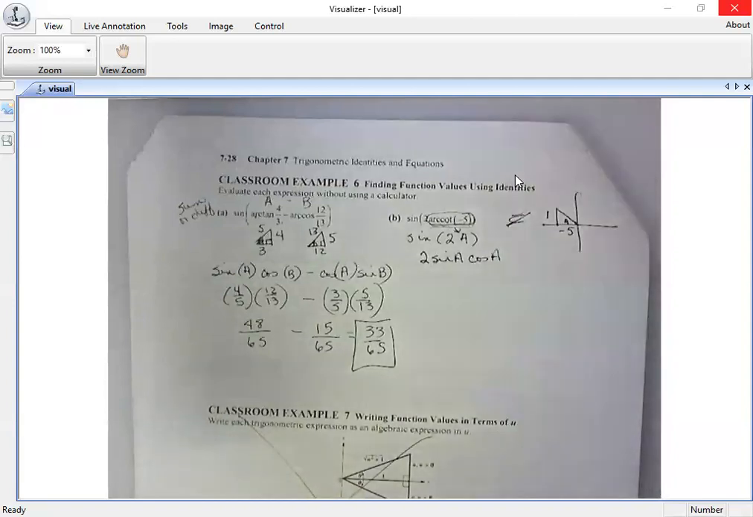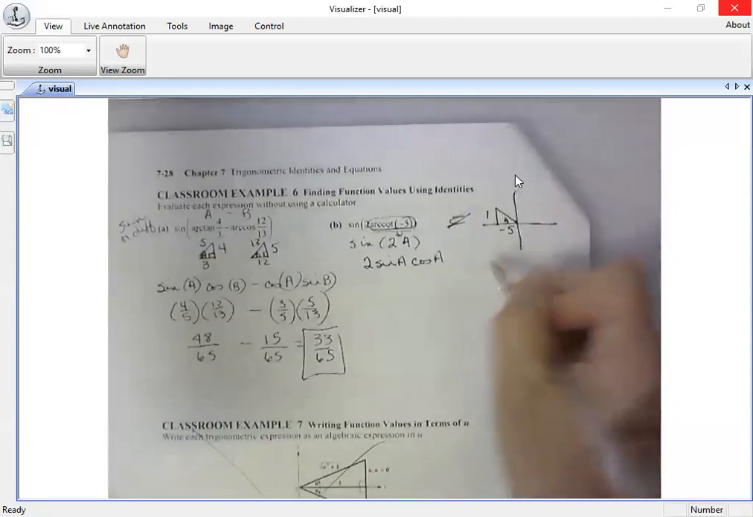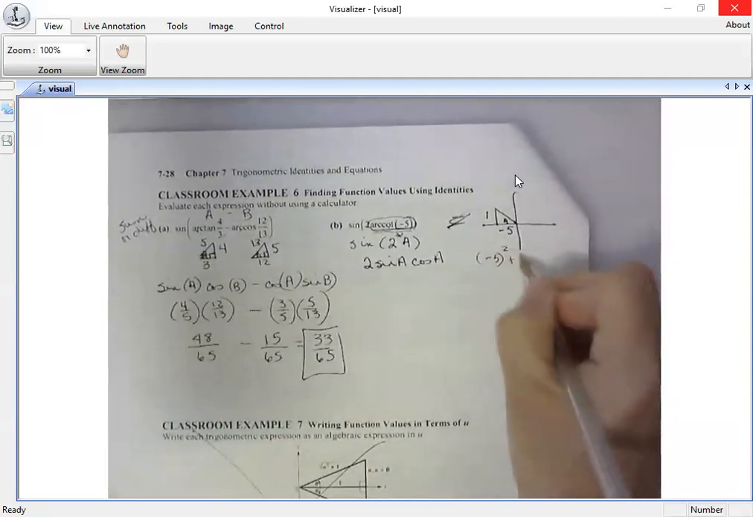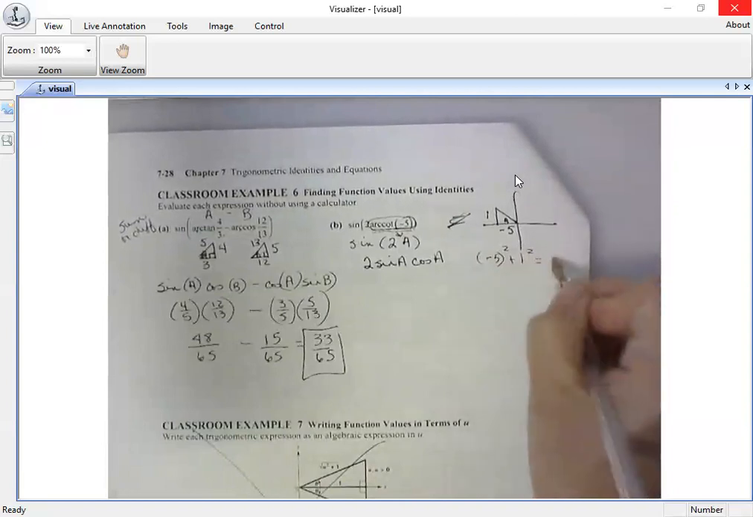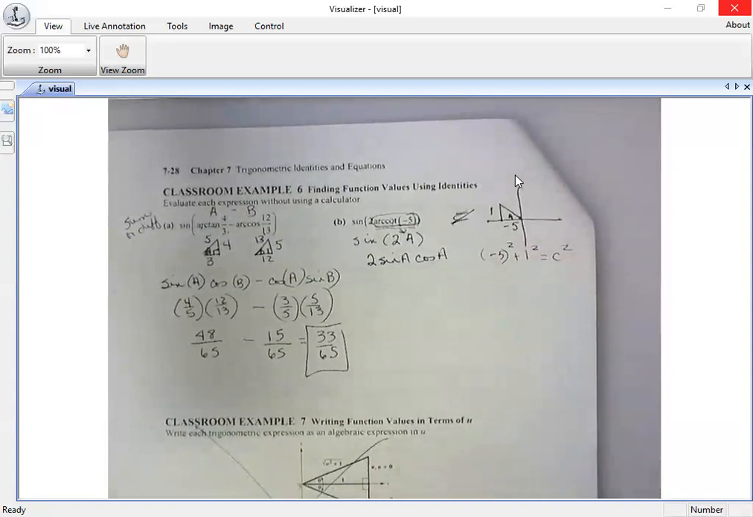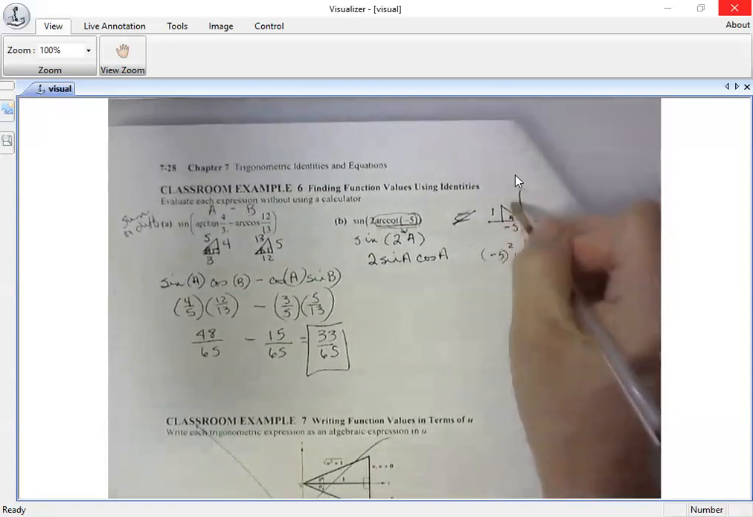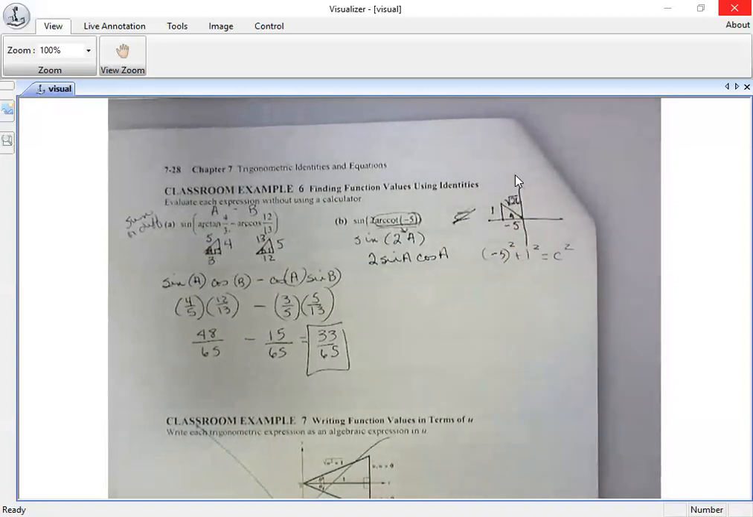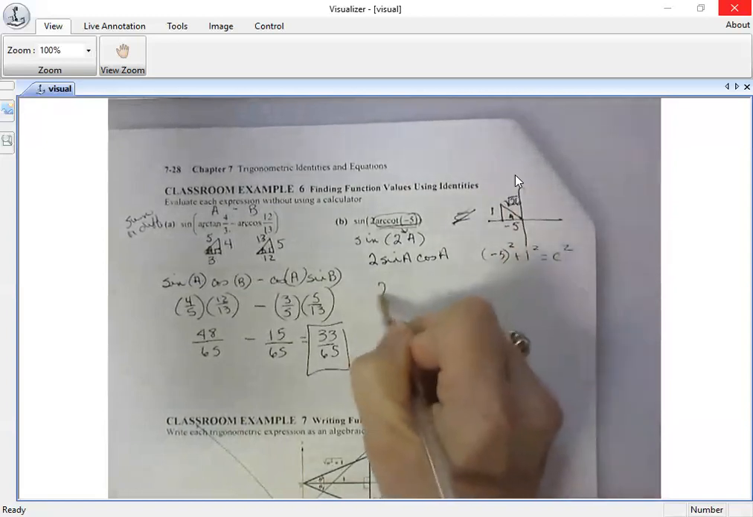Y'all agree with Elizabeth? Square root of 26? I hope so, because if I take -5 and square it and I add 1 squared, that's going to give me my hypotenuse squared. And so 26 equals the hypotenuse squared. That would mean C is the square root of 26. So far, so good? All right, let's substitute.